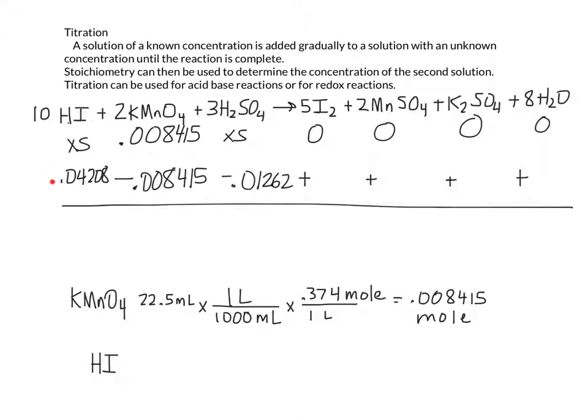So if I take this number and divide it by 2, it would give me my iodine change line. 0.02104. The next one has a coefficient of 2. That would be the exact same coefficient as the potassium permanganate, so the change line would be exactly the same.